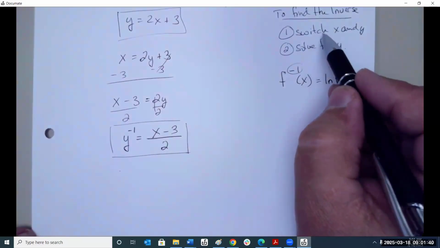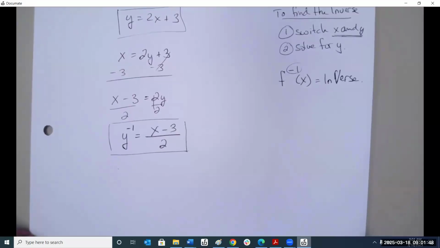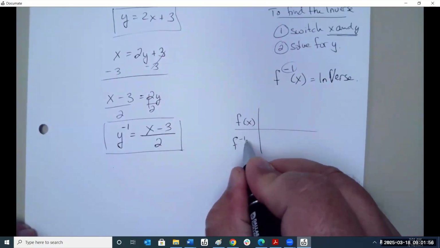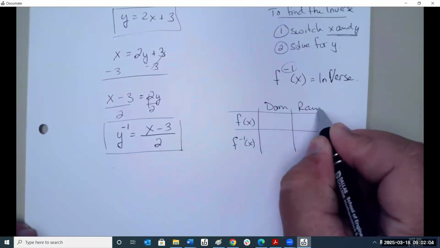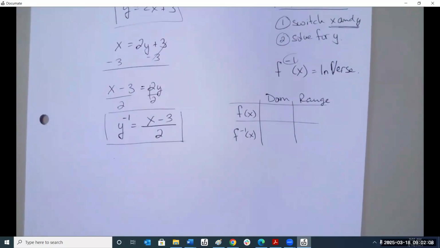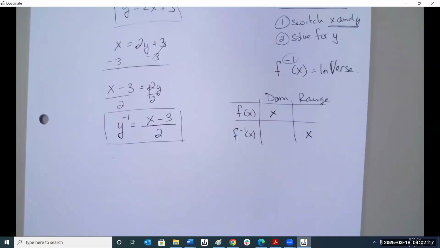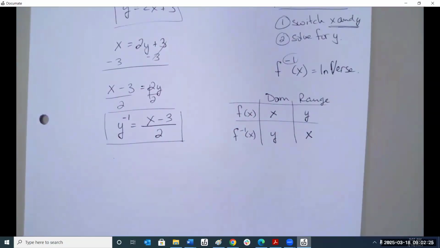Now, because the first step was we switch x and y, the domains and ranges are switched. So the domain of your original function is now the range of your inverse. The range of your original function is now the domain of your inverse, because you switch x and y.